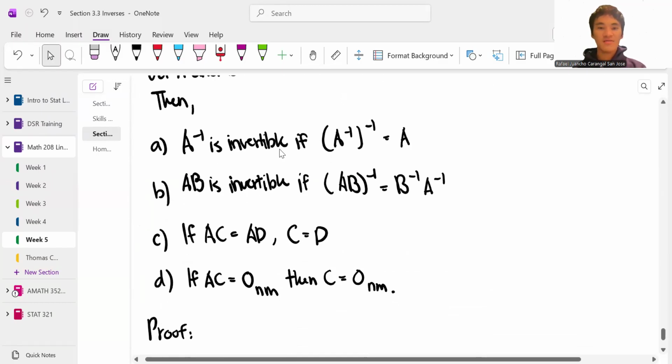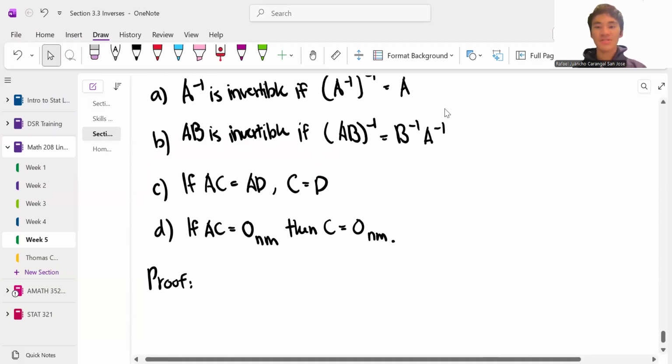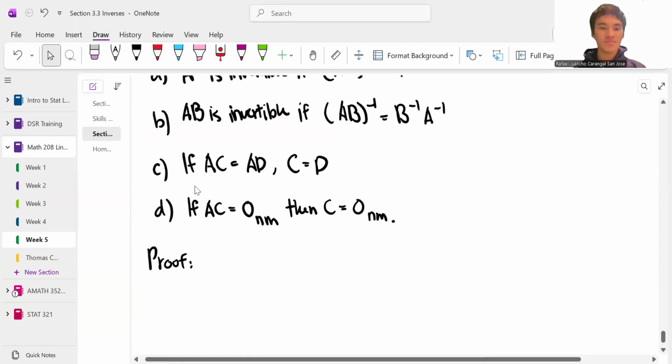We say that A inverse is invertible if we get the inverse of the inverse of A. That should bring us to our original matrix A. And then the product AB is invertible if we can apparently do this. So the inverse of the product AB is just inverse of B multiplied by inverse of A, which is an interesting thing. I haven't seen this one.